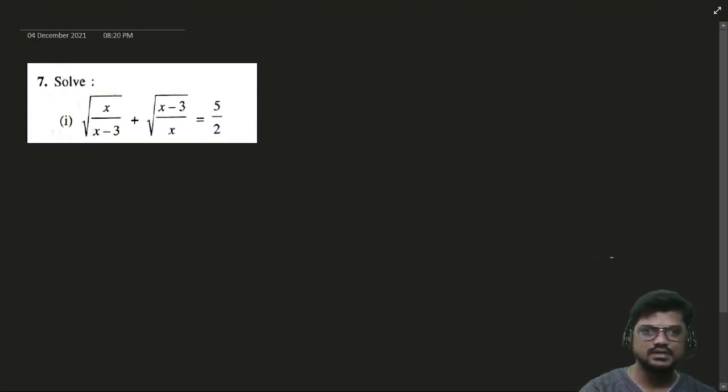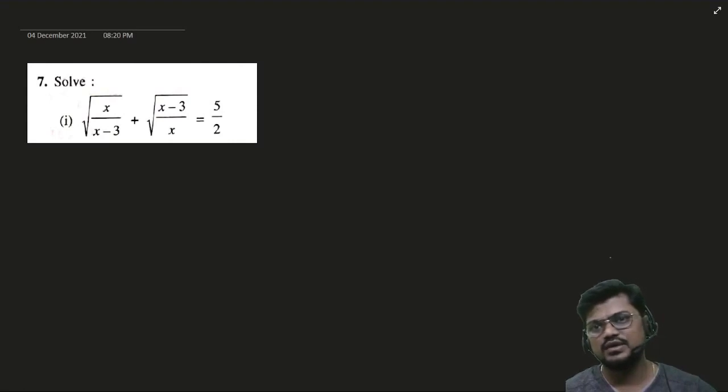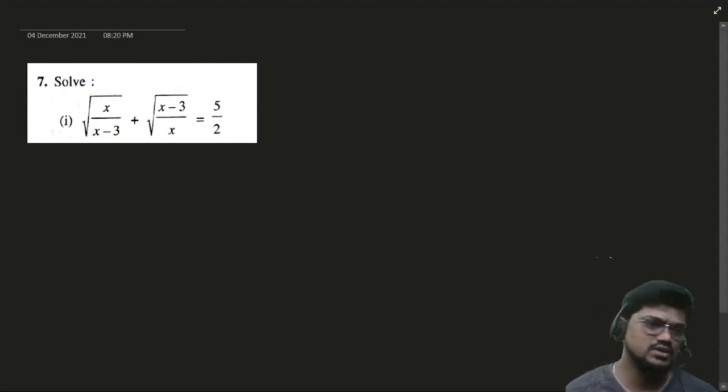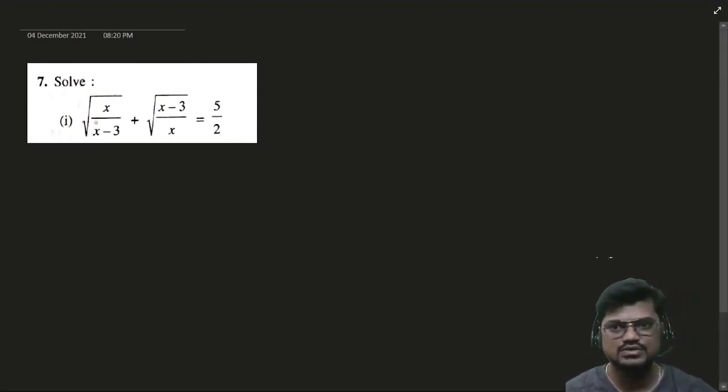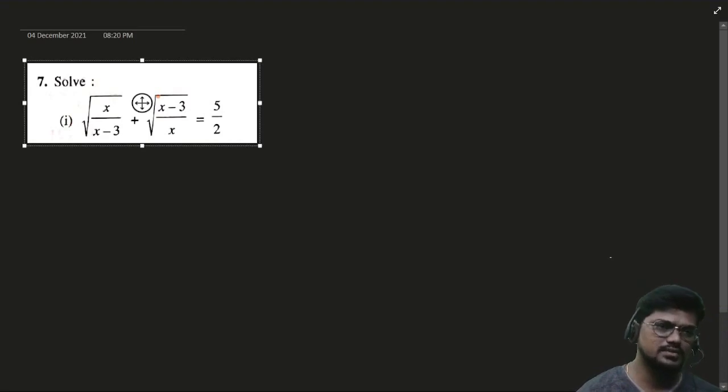Please give your answer in the chat box. Fine. I did not get an answer from anyone. Means I got the answer, but still I did not get the right answer. See over here. To solve this question, first of all, this is x upon x minus 3, this is x minus 3 upon x. Verbally tell me, any one of you, how you have solved this question.